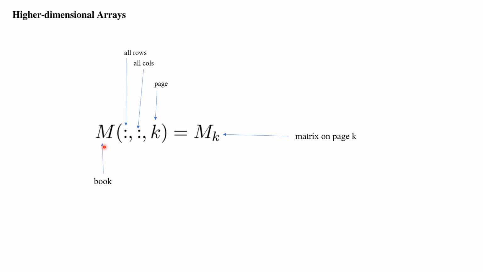So if you've got a whole lot of matrices, and you put all those matrices on pages of a book, and you want to do something to all of the elements in all of the matrices on all of the pages, you can do that in one command.